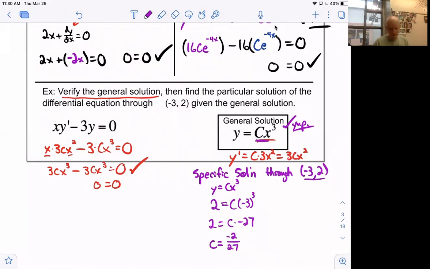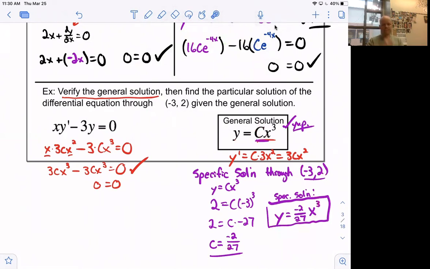I'm still not quite done yet. I've just found the value of c. So my specific solution, I need to take my general solution and rewrite it with this specific value of c plugged in for the c. There we go. That's our specific solution. It's not much different from the general solution. What we're doing is just taking a specific point and plugging it in to find what c has to be, what number it has to be to give me that. Okay, so those are the basics of differential equations.